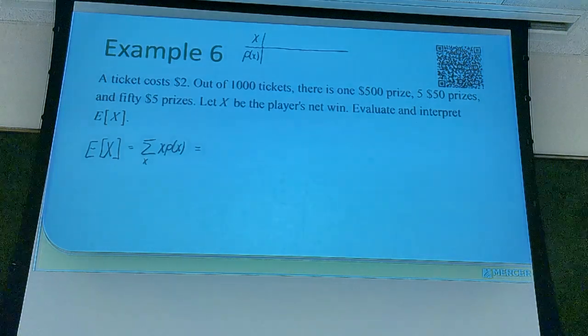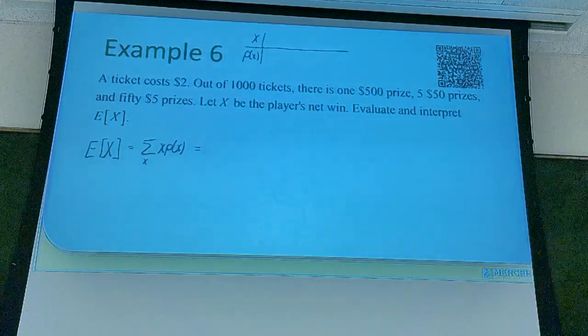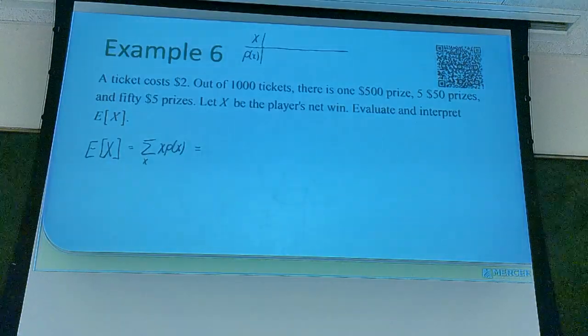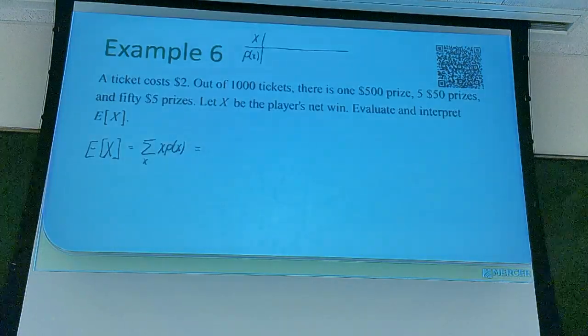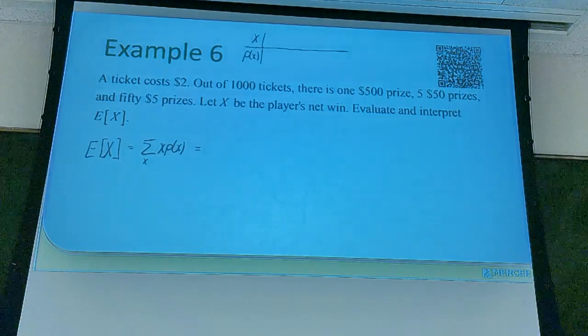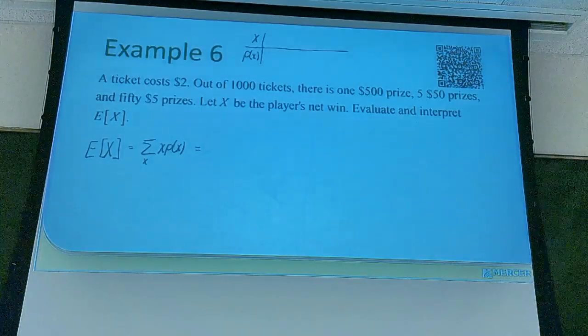So instead, think of it this way. What is the smallest prize? 0. You don't win anything. But you spent $2. So what's your net win? -2. Right, because you're out $2.